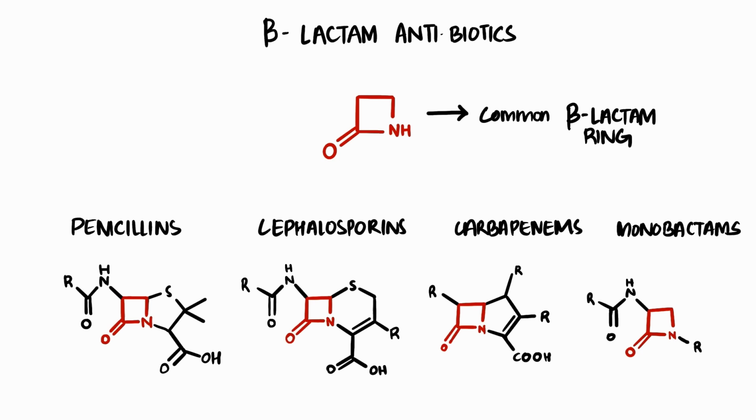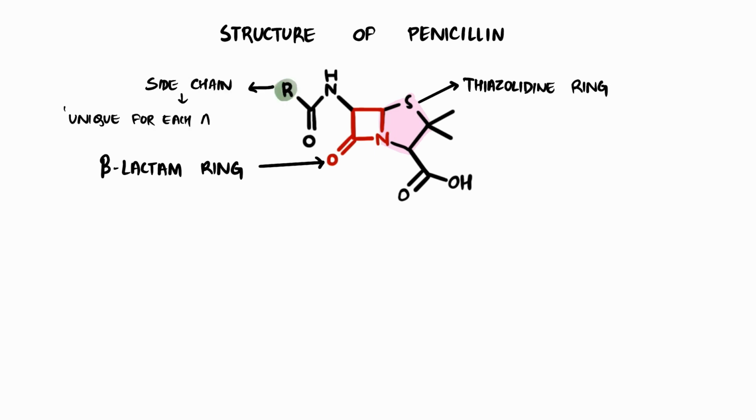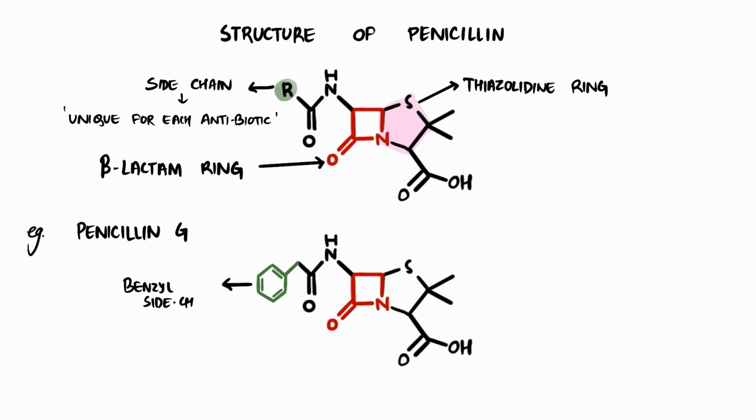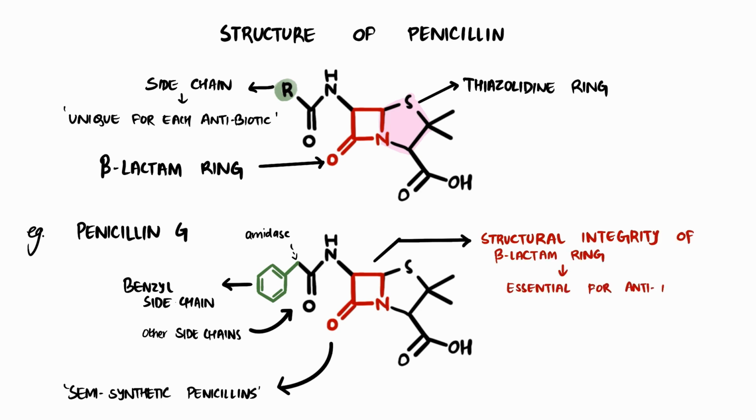Now let's discuss a little more about the structure of penicillins. All penicillins consist of a beta-lactam ring and a thiazolidine ring. There is also a side chain, that is the R group, which is unique for each antibiotic. For example, penicillin G, which is a natural penicillin, has a benzyl side chain at its R group. This side chain can be split off by an enzyme called amidase, and then other side chains can be attached to it. This way, different semisynthetic penicillins are made. An important point to note here is that the structural integrity of the beta-lactam ring is essential for its antibacterial activity.